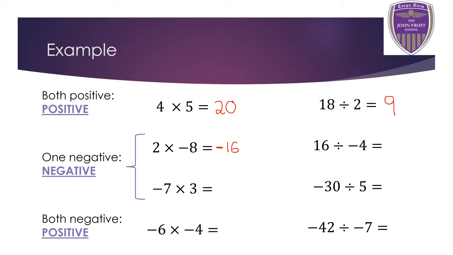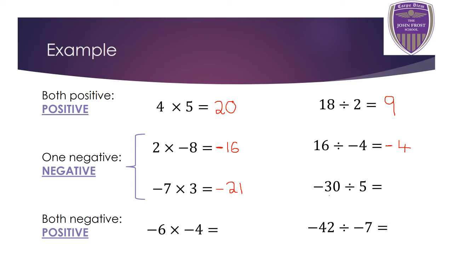Minus 7 times 3. One of the numbers is negative, so my answer is going to be negative. 7 times 3 is 21. Minus 7 times 3 is minus 21. On to the divisions. 16 divided by minus 4. There's only one negative number there, so I know my answer is going to be negative. 16 divided by 4 is 4. So therefore, 16 divided by minus 4 is minus 4.